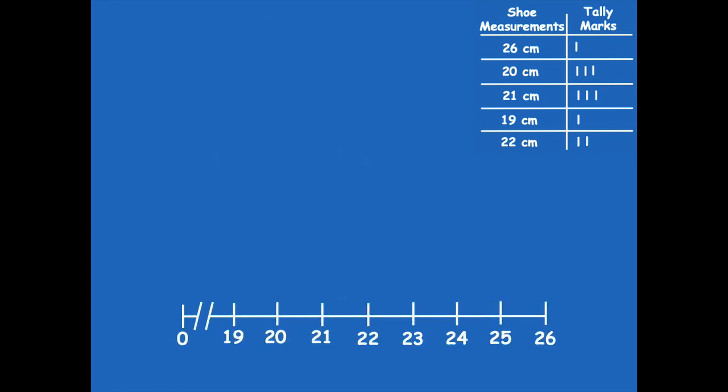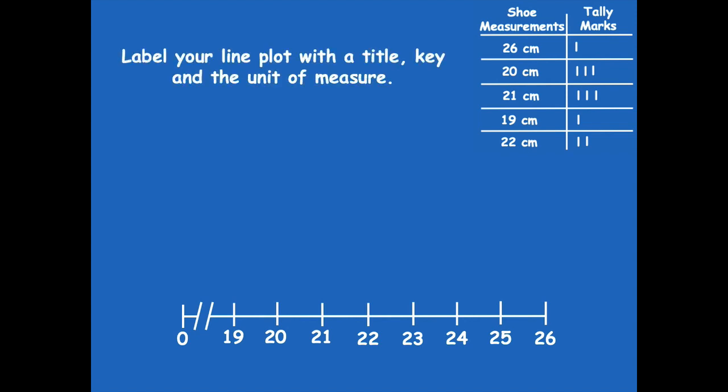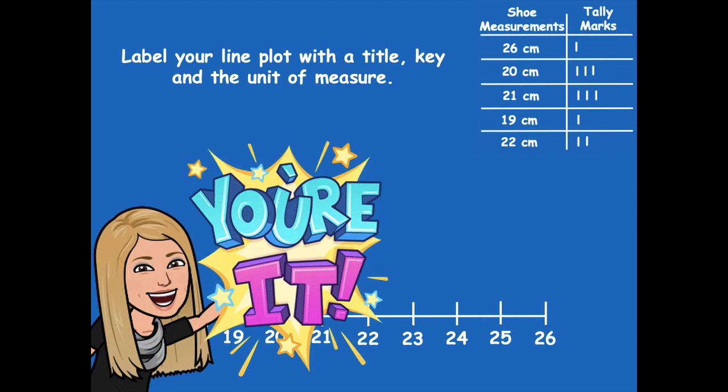All right, so here is our number line. And remember, we started at 0. We had that break in our number line, and then we labeled all the way from 19 to 26. 19 was our smallest measurement, and 26 was our largest. Now you're going to label your line plot with a title, a key, and the unit of measure. So go ahead and pause the video, label those 3 things on your line plot, and then click play when you're ready to go over it together.